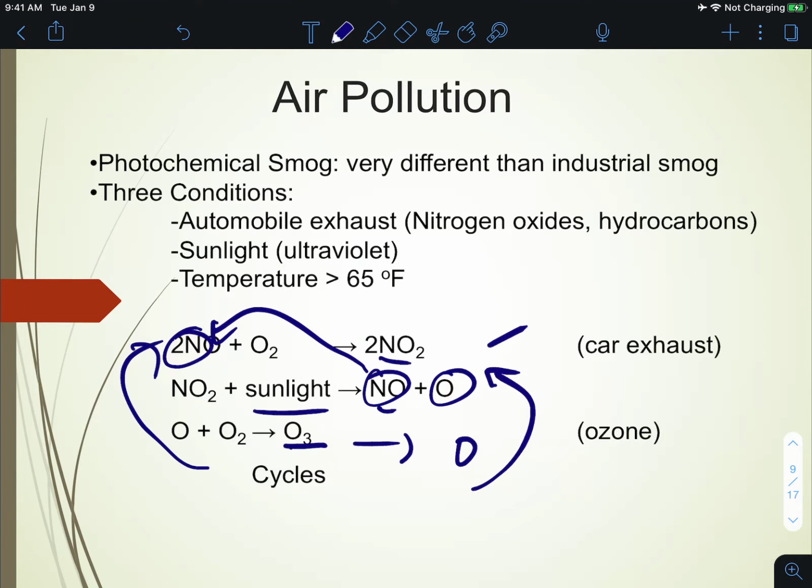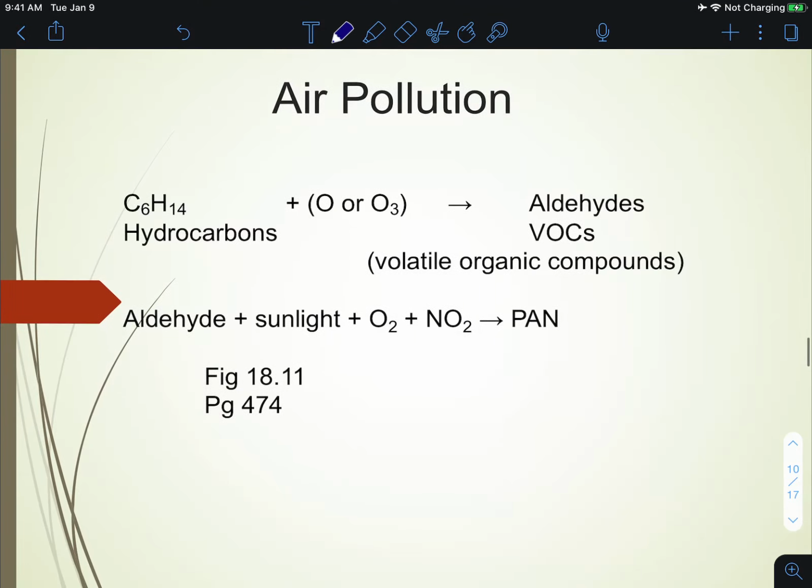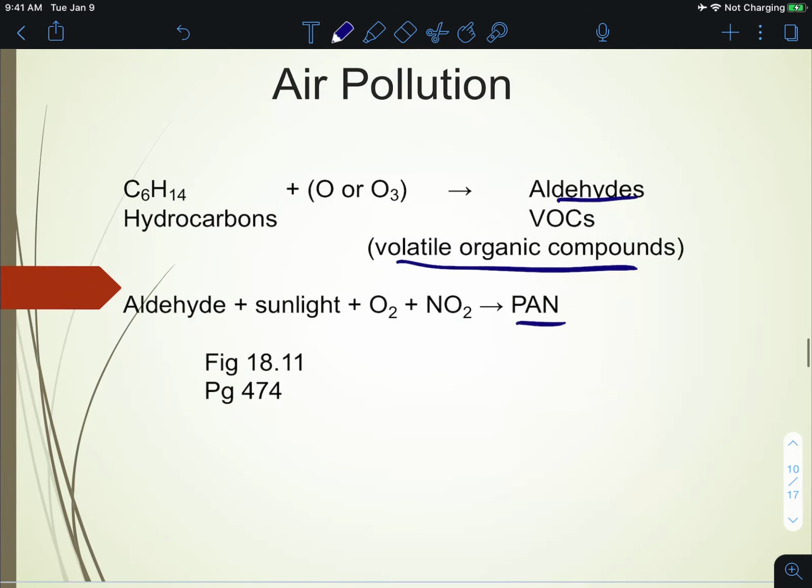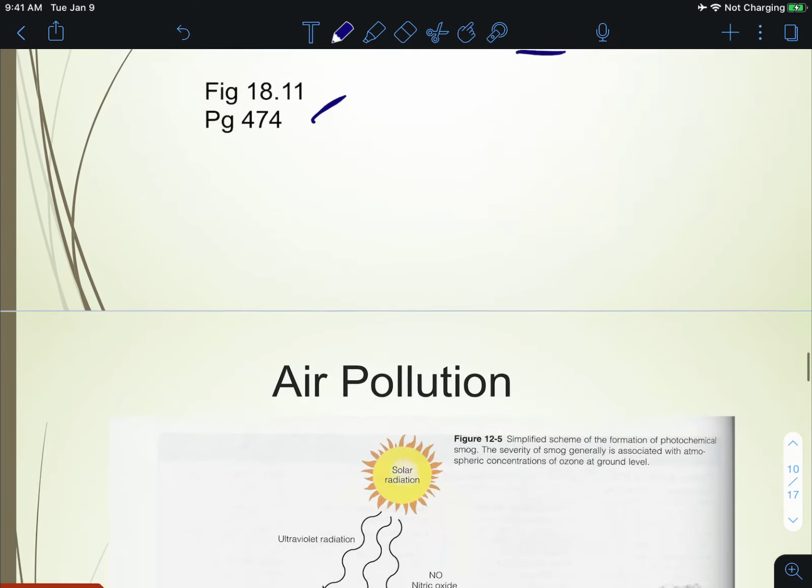This is photochemical smog. And there are three things you need to have. You need those nitrogen oxides, really four things if you count this as two, and hydrocarbons, then your sunlight and temperatures. And the hydrocarbons come from unburnt fuel. What happens ultimately is you get all these different compounds forming, things like VOCs and aldehydes and PAN, which is peroxyacetyl nitrate. I gave you some references in your book to look at and read, and you have some other figures in your slides.